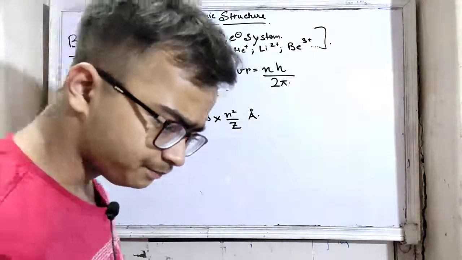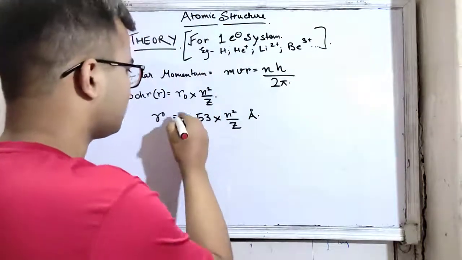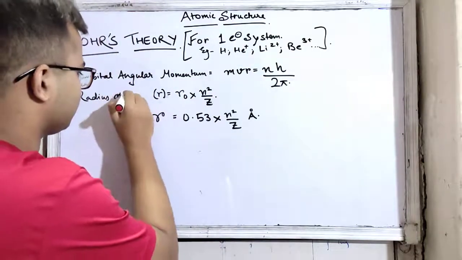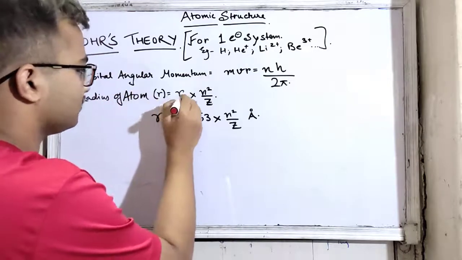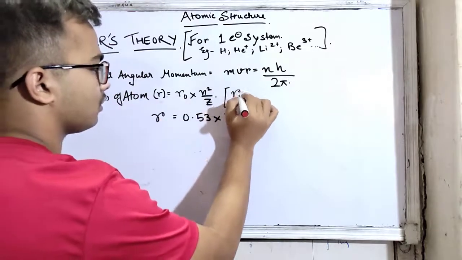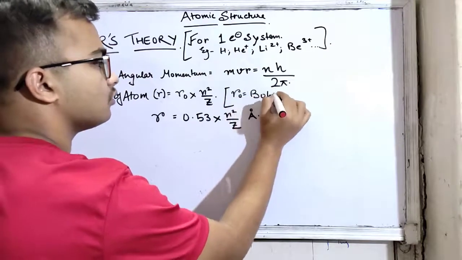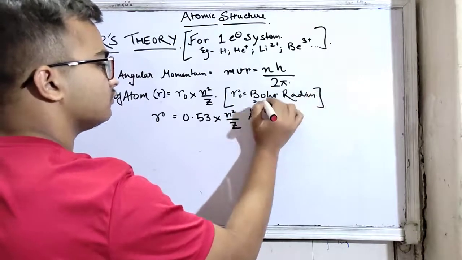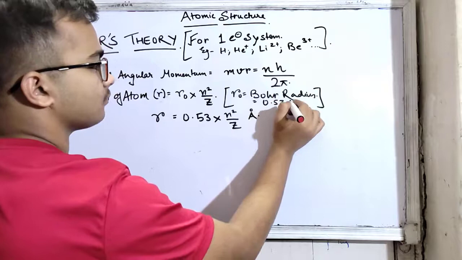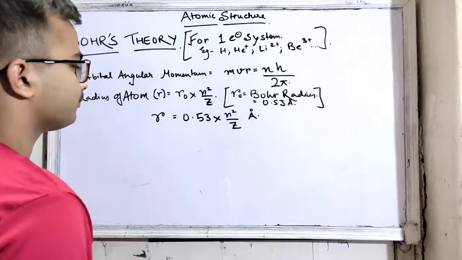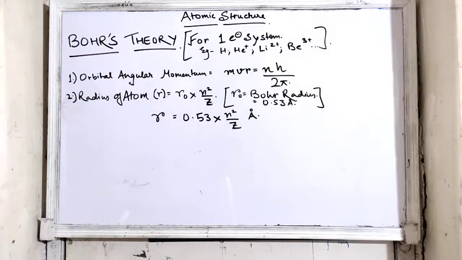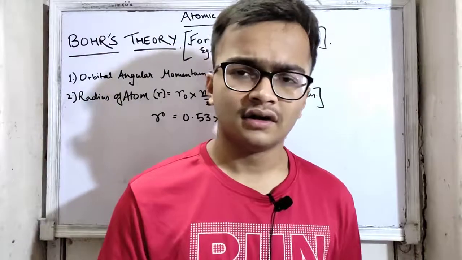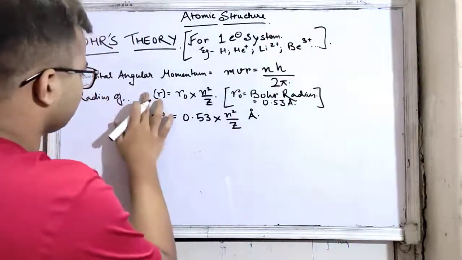Clear up to this much? And this r0 is not the radius of the atom, I'm sorry, it is the Bohr radius, equal to 0.53 angstrom. Okay, clear? So this was the radius of the atom or the radius of the orbit in which the electron is rotating. So let's change this to radius of orbit to be more precise.